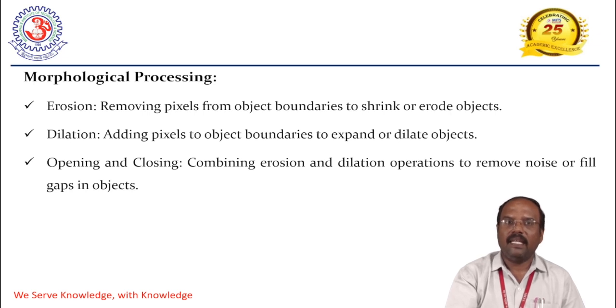Then after that, dilation, adding pixels to your object boundaries, where we can expand, or dilate, your objects. And finally, we are going for opening and closing. Here, we combine your erosion and dilation operations to remove noise, or else to fill the gaps in objects. So this comes in morphological processing.